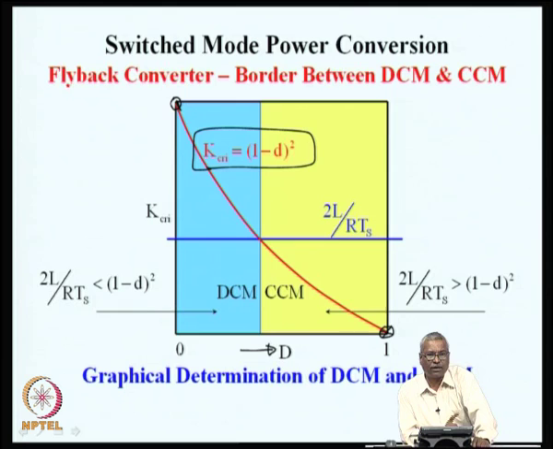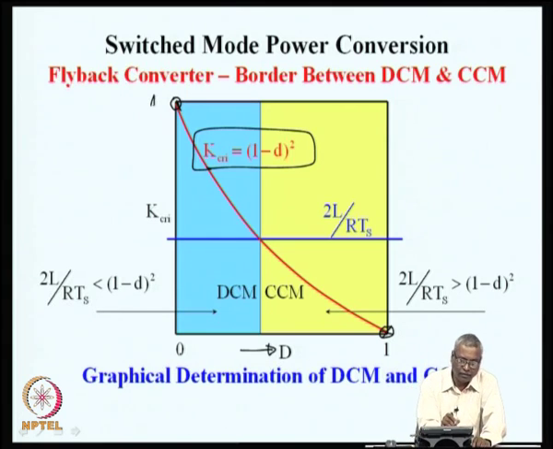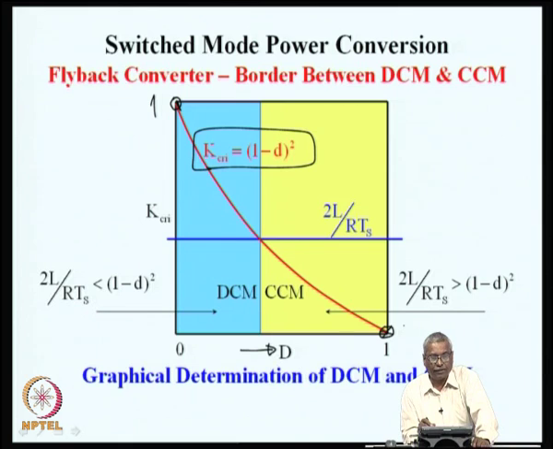In the case of the buck converter, we saw that the critical value of k was just 1 minus d, so it followed a straight line connecting 1 at this end and 0 at this end. But in the flyback converter, this critical value is a second order relationship, k critical is (1 minus d) whole square. So, this is a parabola. For example, if duty ratio is 0.5, at that time k critical will be 0.25.